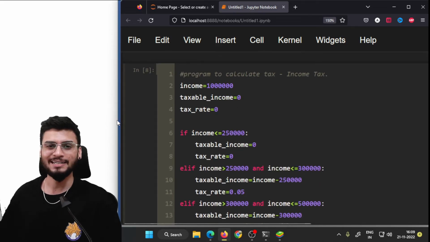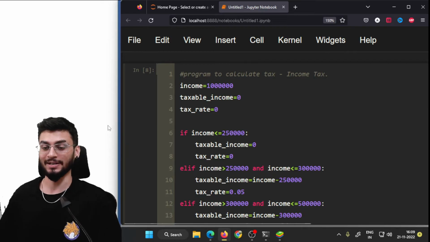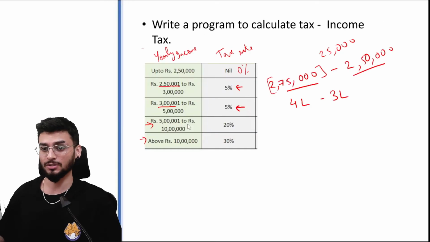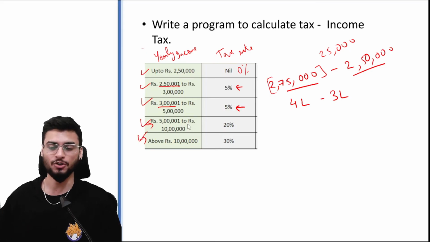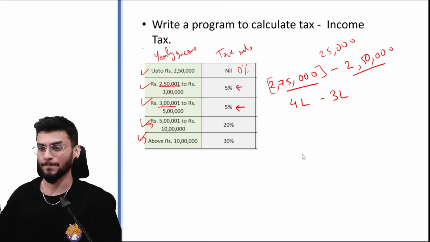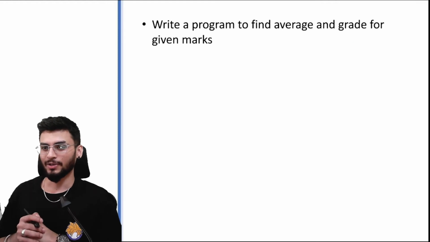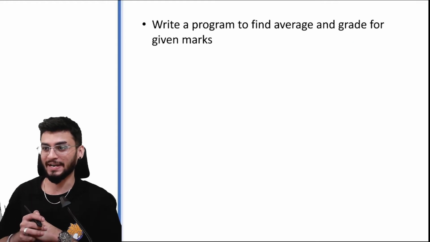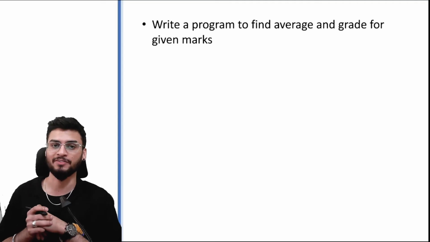Okay, so this is how you can create a program which calculates your income tax. Now it depends on the slabs. The slabs can change each year. So accordingly, you can change your Python program as well. Looking at the next program where we have to find the average and grade for given marks.